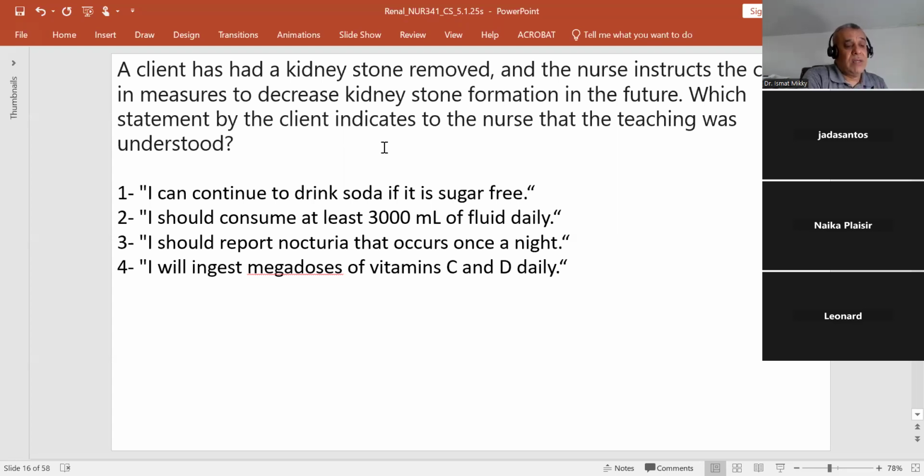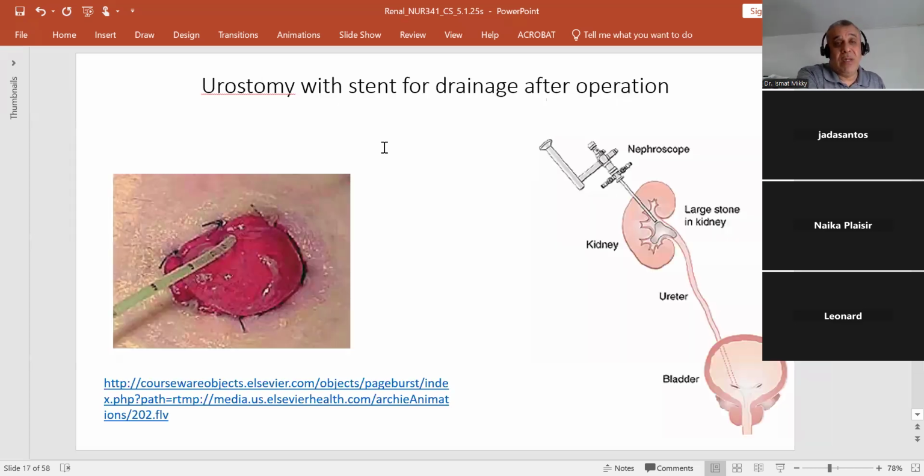Now, what about number one? Nothing to do, right? Drinking sodas or sugar-free is irrelevant to the question. Nothing to do with kidney stones. So the most important one is fluid intake, always fluid intake when it comes to prophylactically preventing the risk of developing kidney stones. Fluid intake will be the best one.